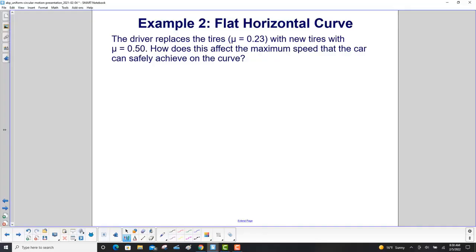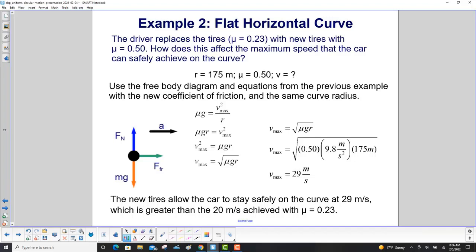Example 2, flat horizontal curve. The driver replaces the tires that had a coefficient of friction of 0.23 with new tires with mu equals 0.50. How does this affect the maximum speed that the car can safely achieve on the curve? We'll start by listing the givens, and we have the same radius of curvature here, 175 meters. We have a new coefficient of friction. So we're going to take advantage of the free body diagram and equations from the previous example and use the new coefficient of friction to find the maximum speed.